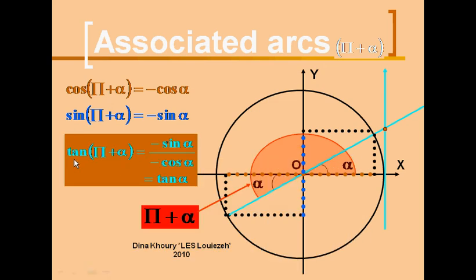Now if you want to use the formula of tangent, tangent pi plus alpha is equal to sine pi plus alpha over cosine pi plus alpha. We replace sine pi plus alpha by its equal minus sine alpha, and we replace cosine pi plus alpha by its equal minus cosine alpha. So minus sine alpha over minus cosine alpha, we evaluate them to become minus divided by minus is plus. Sine alpha divided by cosine alpha equals tangent alpha.